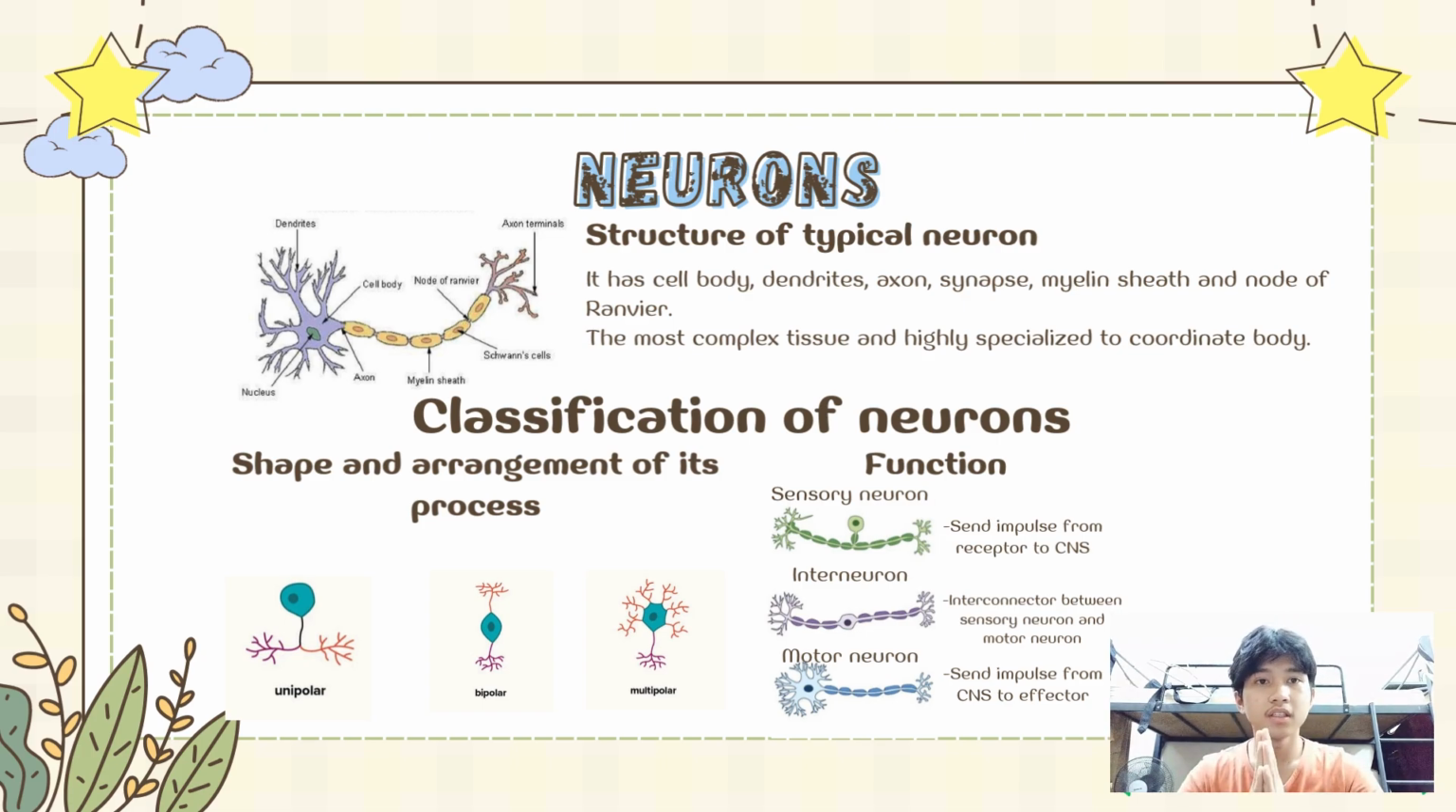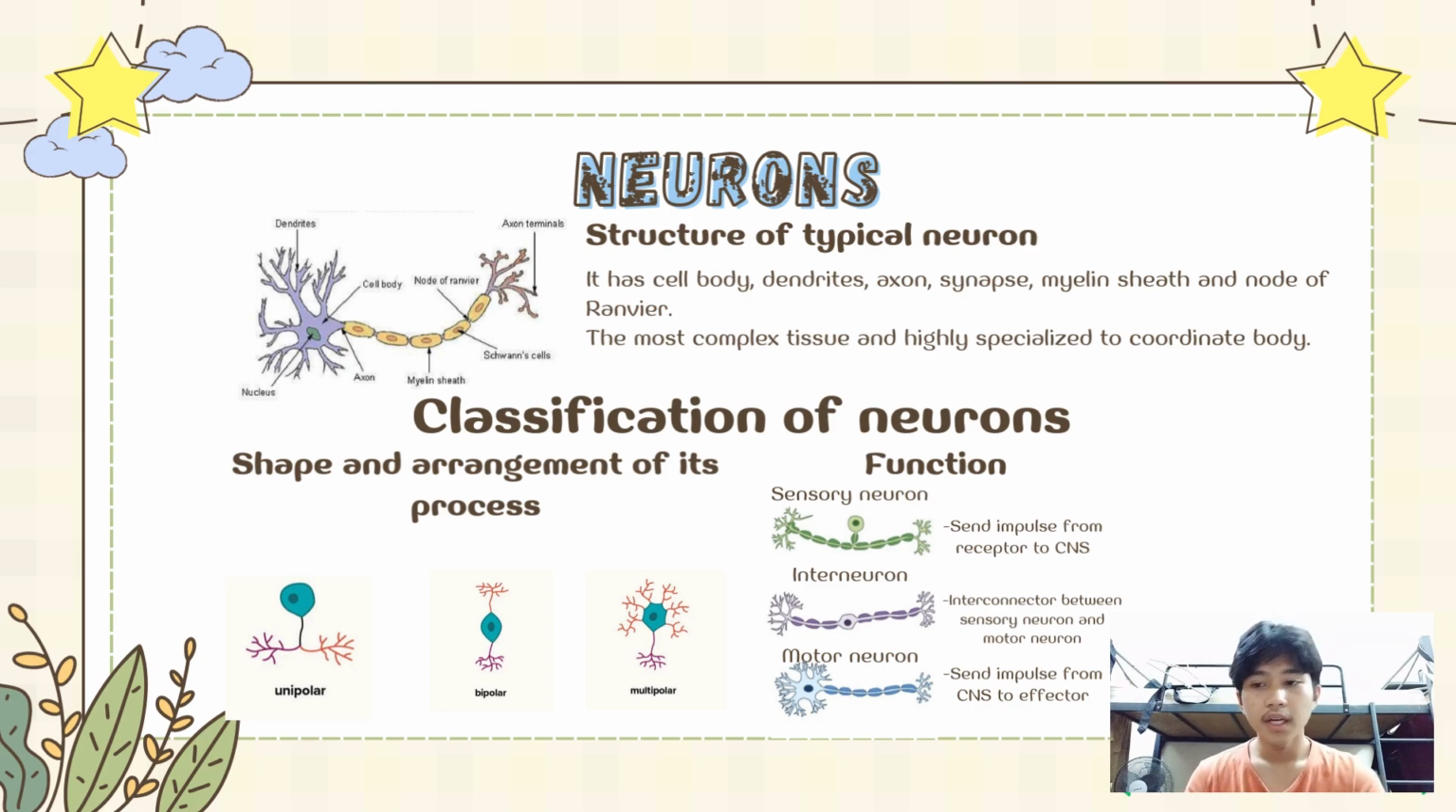Alright, for the structure of the neuron, as we can see from the slide and the picture given, there are three main parts of the neuron. First, we have the soma or cell body, then the dendrites, and the last part is the axon.